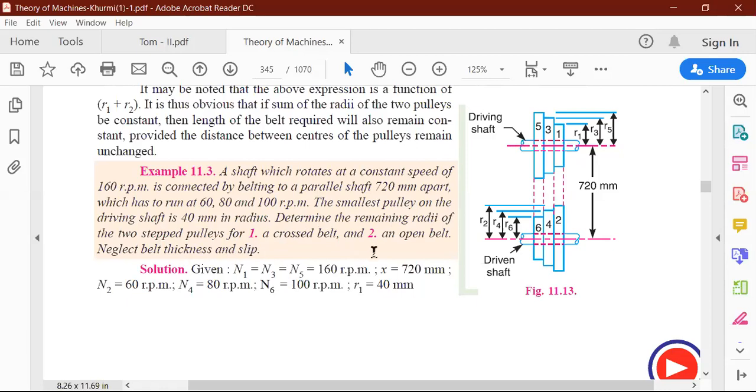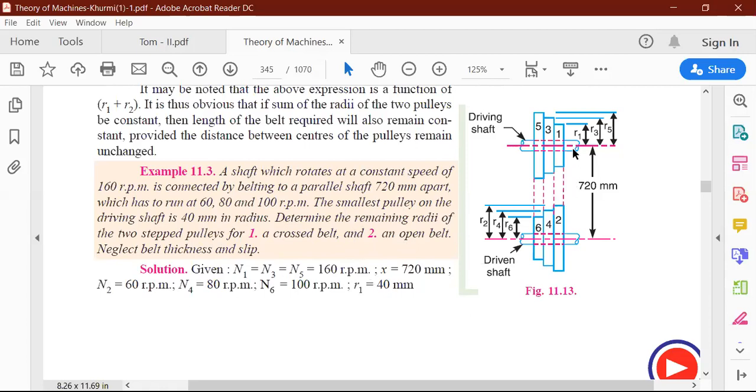So again you have to stop this video. First write the numerical carefully, draw this diagram, then try to find out the given things, then we will solve the numerical. So you must write down this numerical, then you can easily understand it. Okay, so let's start this numerical.